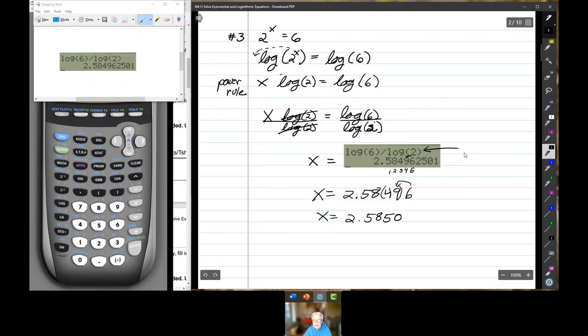Over here, I'm going to use the quotient rule. X log 6 over 2, and you know what that is. So this is the quotient rule, Q-U-O-T-I-E-N-T rule. It's the first time today we've used it, I think. So the log of 6 over 2, x log 6 over 2, equals the log of 4. Now I'm going to take an extra step and say, that means x log 3 equals log 4.